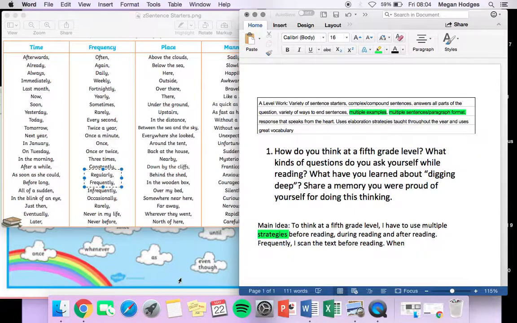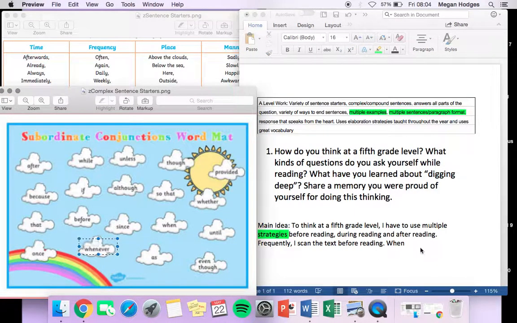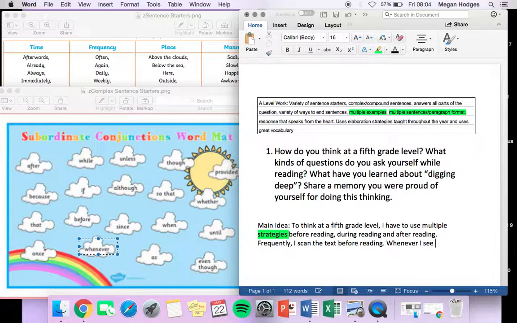Whenever I see this out of the corner of my eye, whenever I see an illustration or a graphic, I pause and ask myself, is this positive or negative?